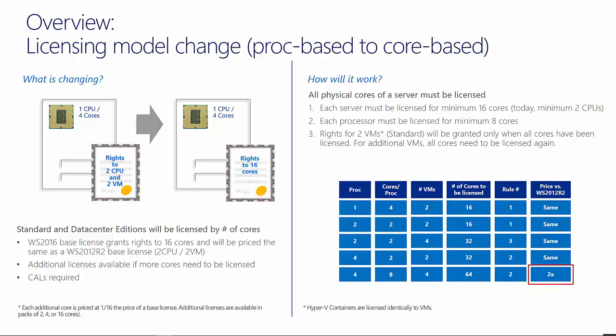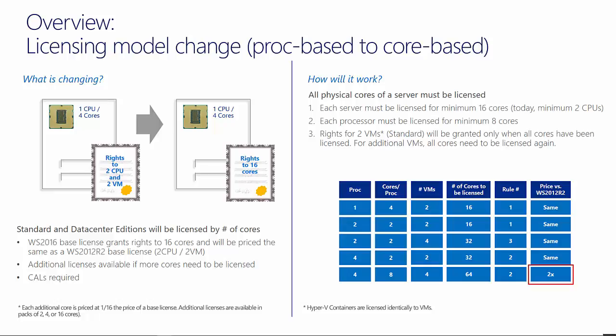If you take a look at how it works, the base licensing is still the same in terms of CALs, so you still need to buy CALs the same way you've traditionally purchased CALs. And then if we take a look at the three rules that they apply, each server must be licensed for a minimum of 16 cores, which I mentioned. Each of those processors must be licensed for a minimum of 8 cores. And again, the rights for those initial two VMs are only granted when all cores have been licensed.